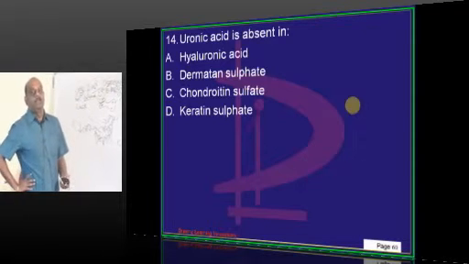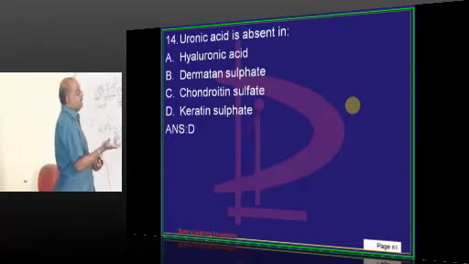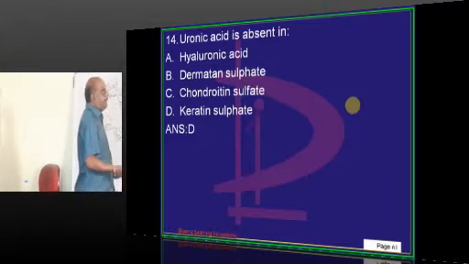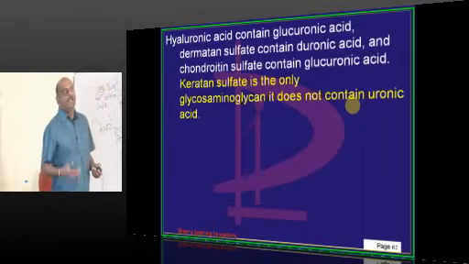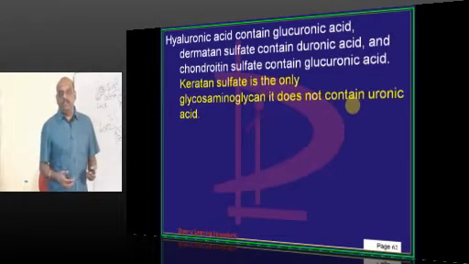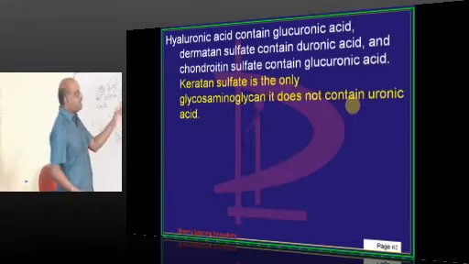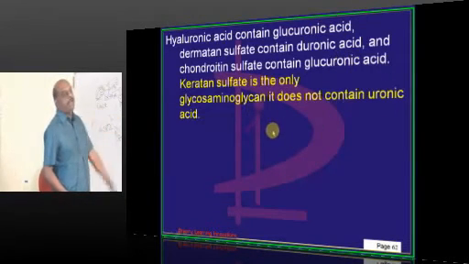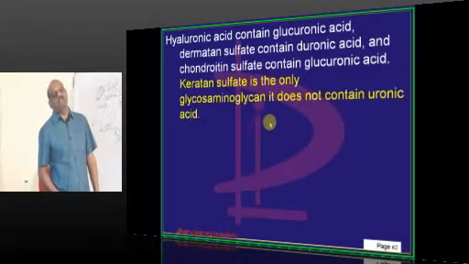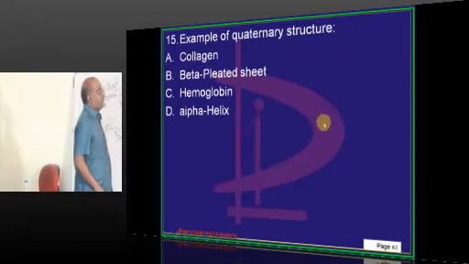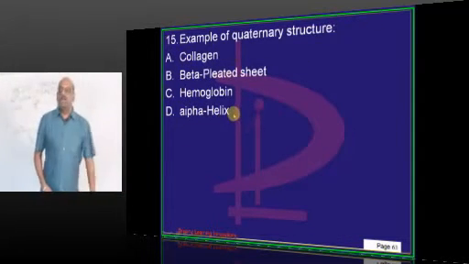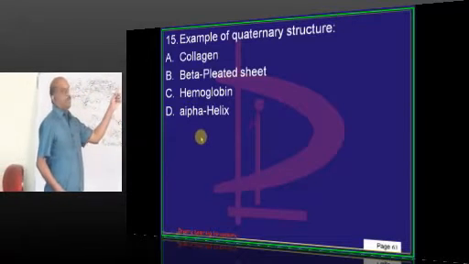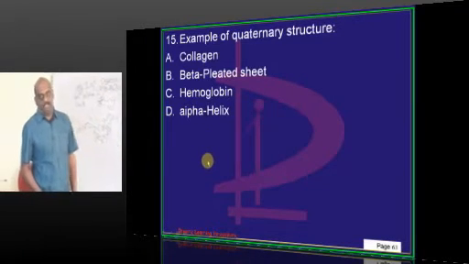the actual entrance. Uronic acid is absent in which scenario? Basically hyaluronic acid, dermatan sulfate and chondroitin sulfate, they all contain uronic acid, but keratan sulfate is the only glycosaminoglycan which does not contain the uronic acid, is what you have to basically remember. Which is a quaternary structure out of all this? So, you know, tertiary, quaternary structure.